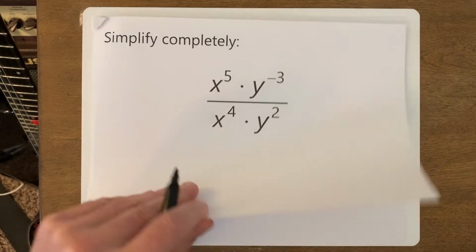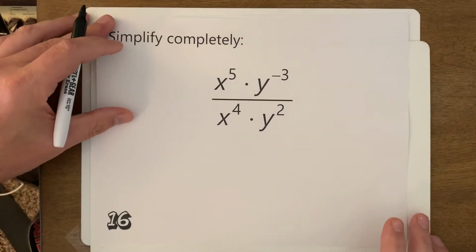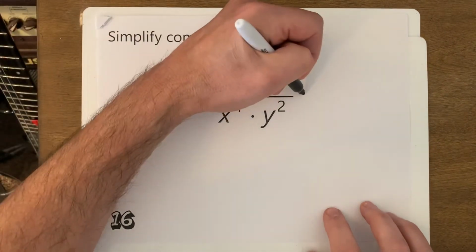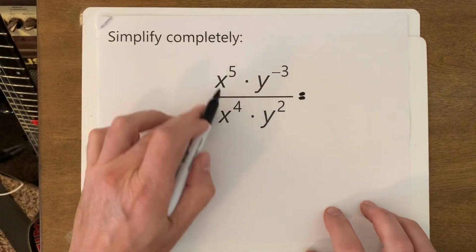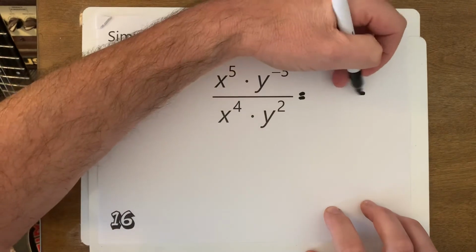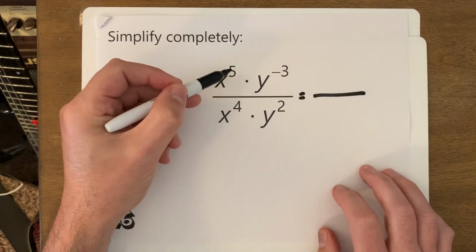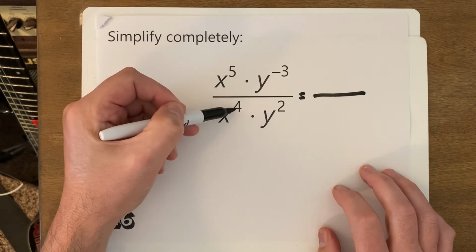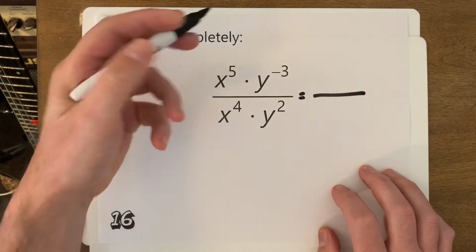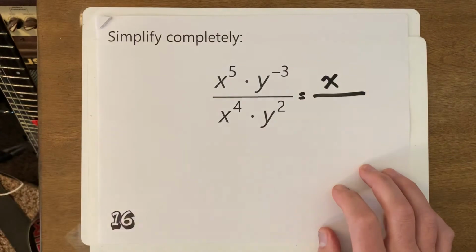Okay, this one. Okay, so we can do a little cleaning up here with this one. We got 2 different bases, x and y. So let's go ahead and draw that because I don't know what's going to happen. Let's deal with the x's first. You got 5 here and 4 there. So these 4 are going to cancel with 4 of these and leave 1 x sitting right there.